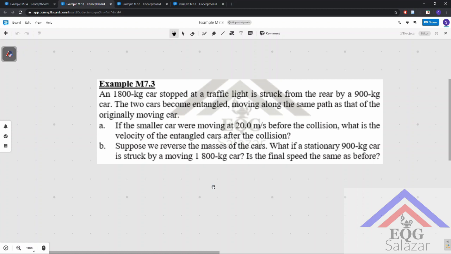And B, suppose we reverse the masses of the cars. What if a stationary 900 kilogram car is struck by a moving 1,800 kilogram car? Is the final speed the same as before?